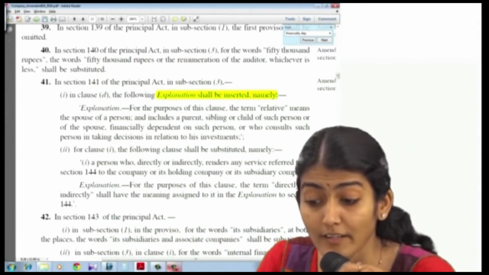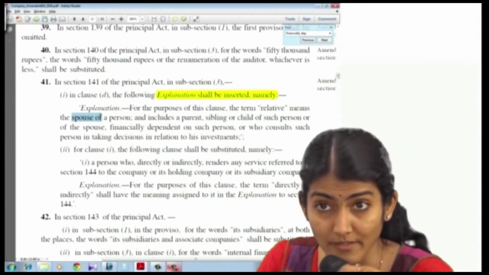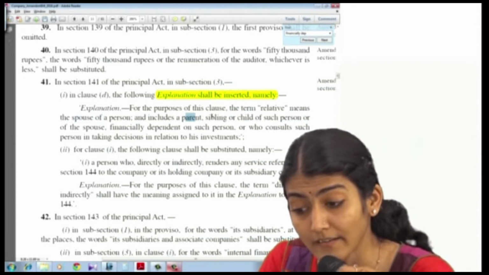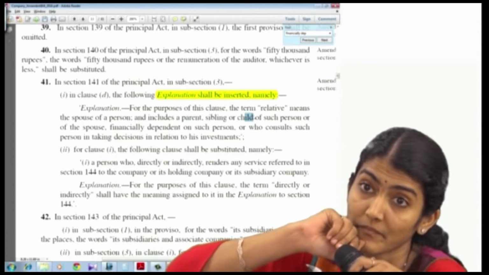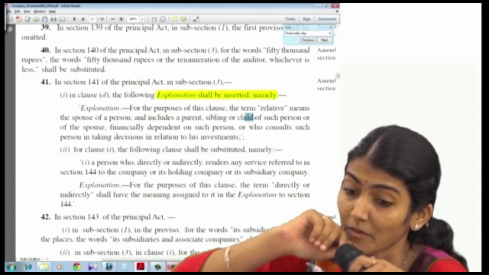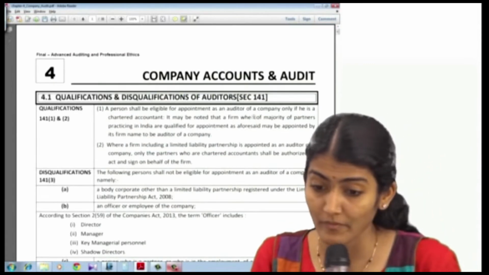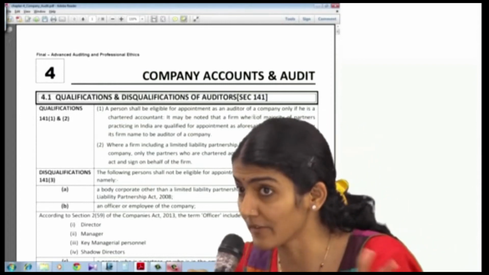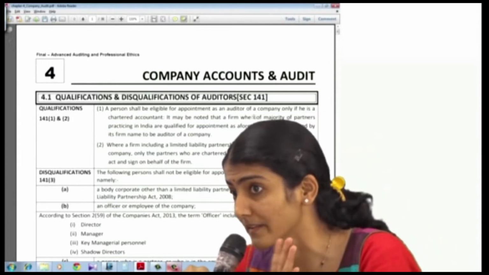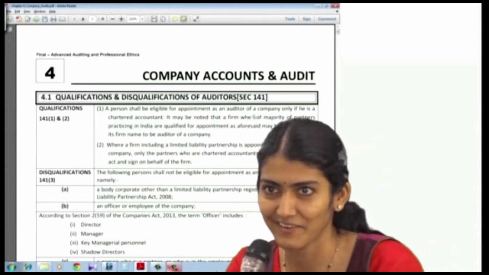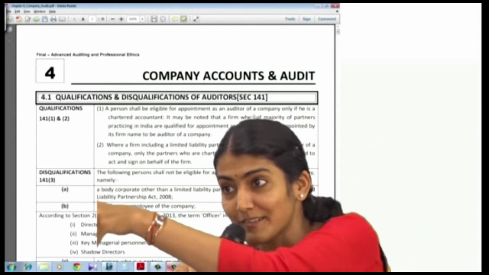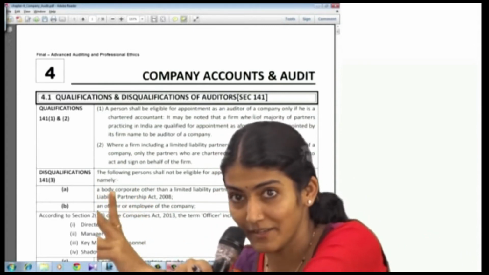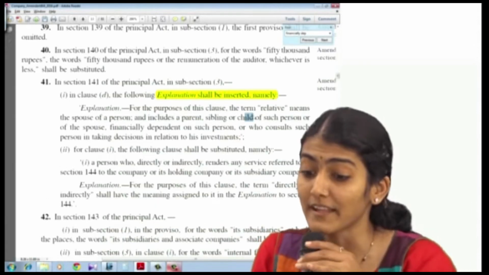What does it say? The term relative means the spouse of a person and includes a parent, sibling or a child of such person or of the spouse. That means now even wife's father, mother are to be considered. Even wife's brother, sister are to be considered. And obviously children, common only. So children won't come. But you know extra, mother-in-law, father-in-law, and brother-in-law, sister-in-law. You understand? Even that it says will be included.